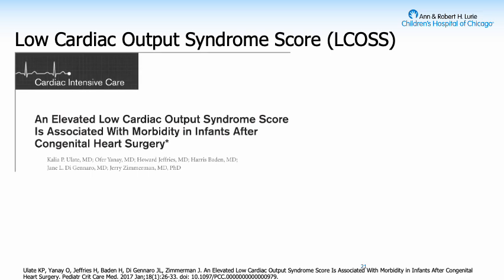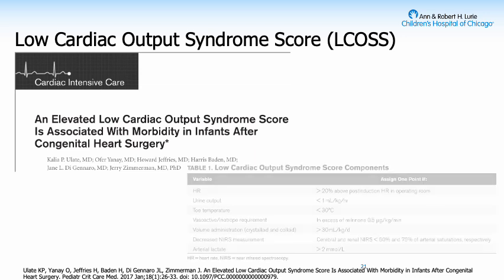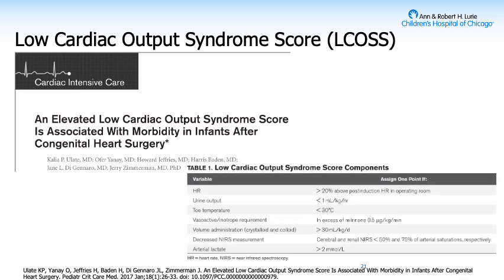Tying low cardiac output with that LCOS that we talked about, as well as the clinical parameters that we look at in low cardiac output. This is a paper from 2017 showing a low cardiac output syndrome score that was developed and demonstrating that when it's elevated, it's associated with morbidity after congenital heart surgery. And we can glean some things from that score as to what are the key bedside parameters involved in assessing low cardiac output. You see them here. Those are the components of the score.